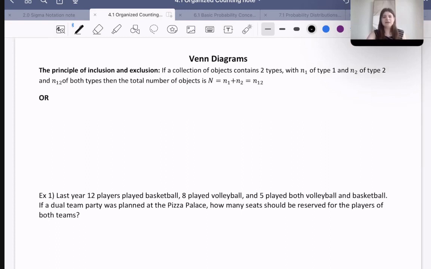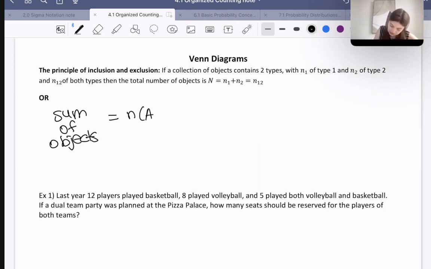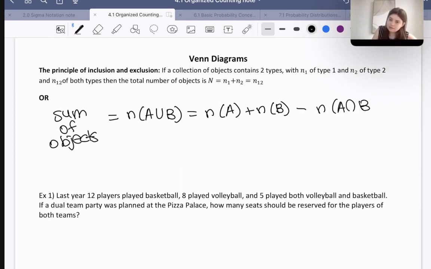And so in those cases, if we have the sum of our objects, that's going to be equal to the number of things in A and B, A union B, which is equal to the number of things in A plus the number of things in B minus the things that are in both, right? Because we double count it here.